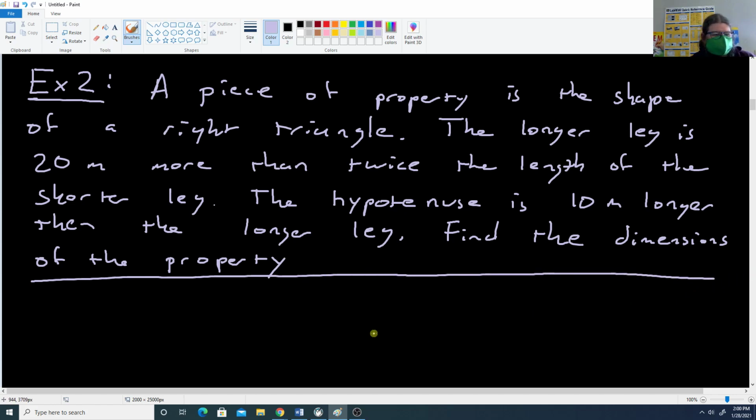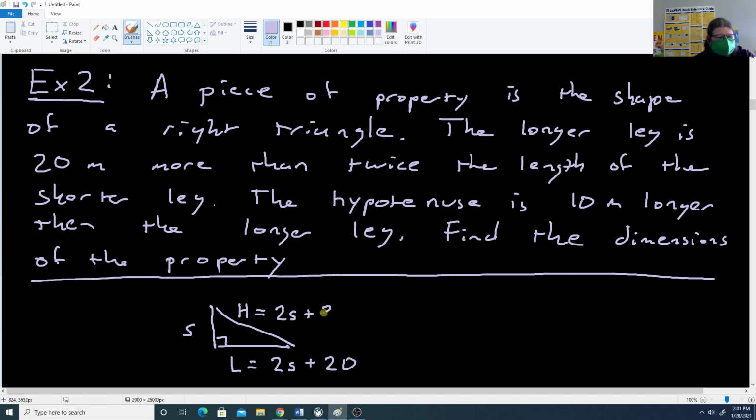Okay, so first of all, let's draw a triangle. So we got a right triangle here of our property. We'll call S the shorter leg, L we'll call the longer leg, and H we'll call the hypotenuse. So the longer leg is 20 meters more than twice the length of the shorter leg. So the longer leg is twice the shorter leg plus an extra 20 meters. The hypotenuse is 10 meters longer than that, so the hypotenuse is twice the shorter leg plus 30, because it's 10 meters longer than the longer leg.